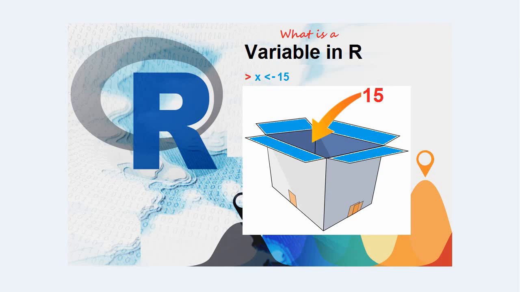In this video, you are going to learn what is a variable in R. A variable is just like a container or a box to hold some value. This value can be a number, a character, or a string. Each variable is given a name so that we can access that variable later in our program.